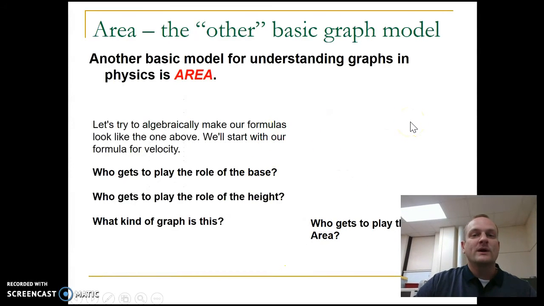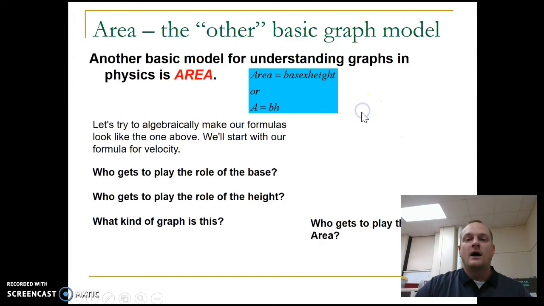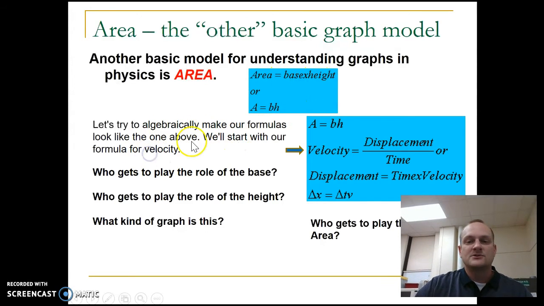The other basic graph model we can look at is area. So instead of looking at slope, we can look at the area of a curve. And now we know that for a rectangle, area is just base times height. So algebraically, let's try to make some sense out of this.